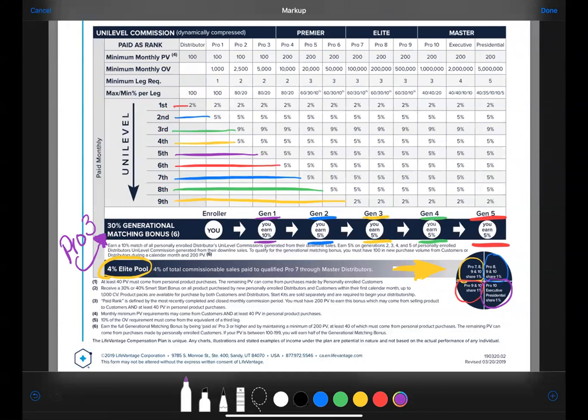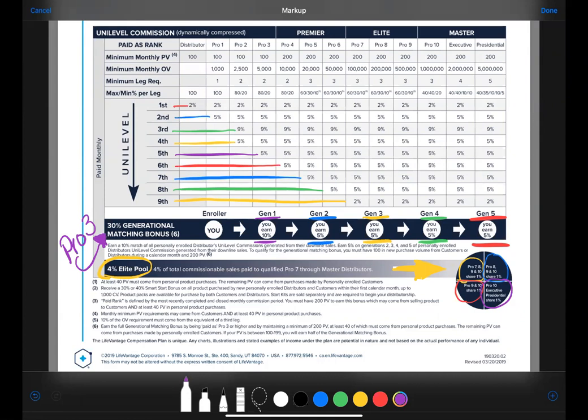Every time you rank up, you add a line, you add a line, you add a line. So by the time you get to Pro 7 and you're on your 9th leg, it's 2%, 5%, 9%, 5%, 5%, 5%, 5%, 5%, and then 2%. So you get paid all the way down. Even though my organization goes down to like 20 some legs, yes, I only get paid on my 9, but I still get all the volume.